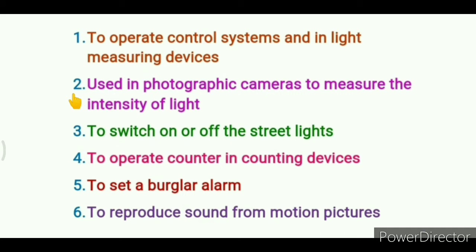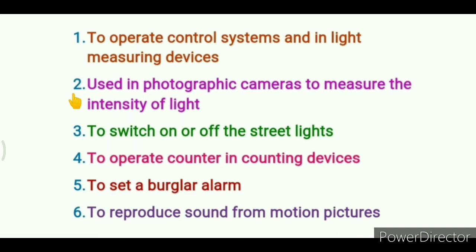So the exposure meter is a device attached to the camera which decides the exposure, or correct time of exposure, of the film. The exposure meter consists of a photoelectric cell with a sensitive milliammeter and a battery connected in series to it. The photoelectric current produced in the cell is directly proportional to the intensity of light.